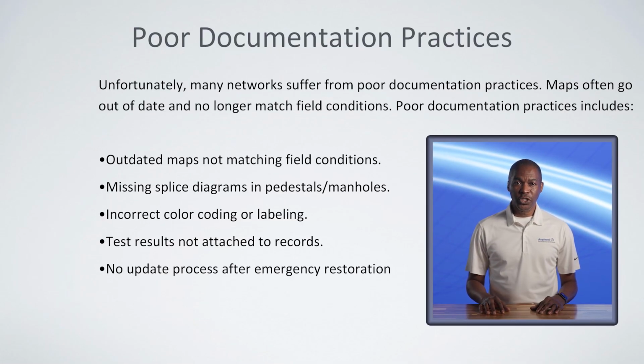Unfortunately, many networks suffer from poor documentation practices. Maps often go out of date and no longer match field conditions. Splice diagrams may be missing from pedestals and manholes, leaving technicians guessing. Incorrect color coding, missing labels, and absent test results further complicate troubleshooting.